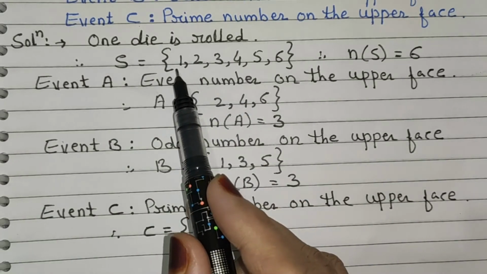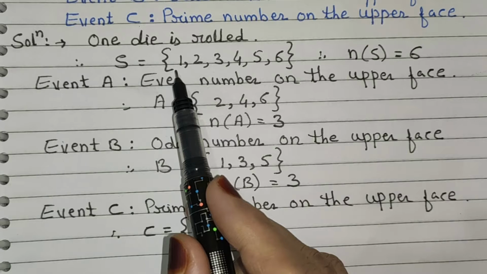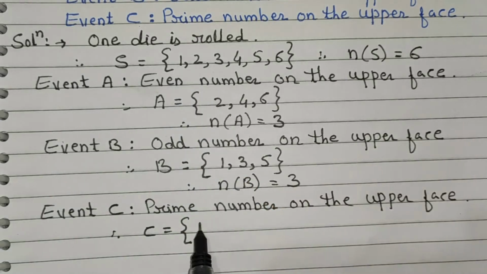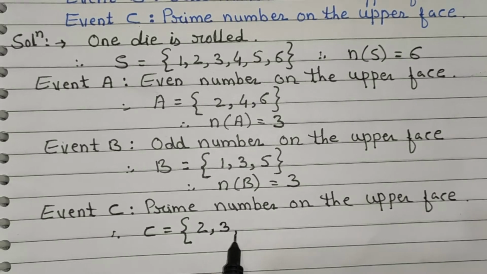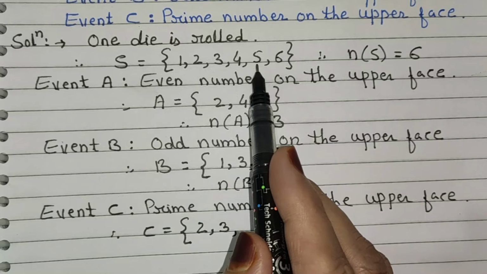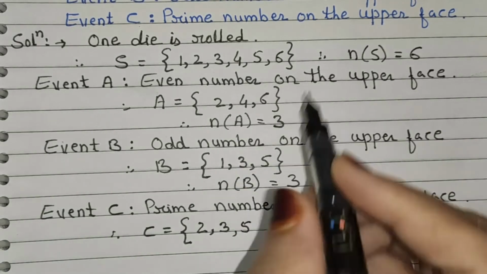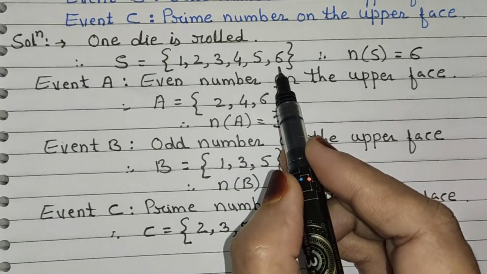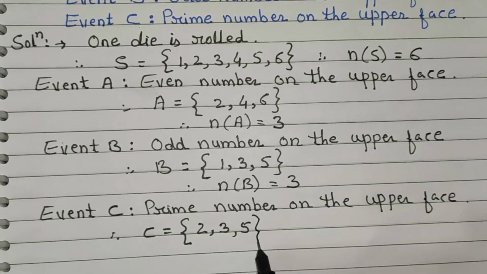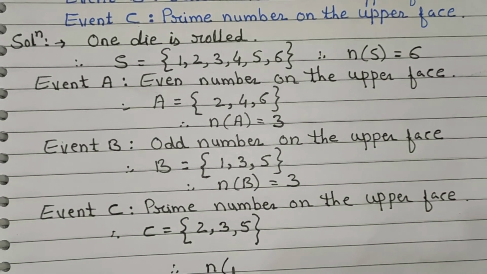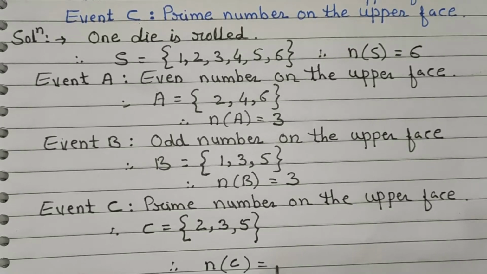1 is neither a prime nor a composite number. Now start from 2, 2, 3. Next number 4 is divisible by 2. Therefore it is not a prime. Next is 5. 6 is divisible by 2 as well as 3. Therefore it is not a prime number. Now number of elements are 3 here. Therefore write down here n(C) is equal to 3.